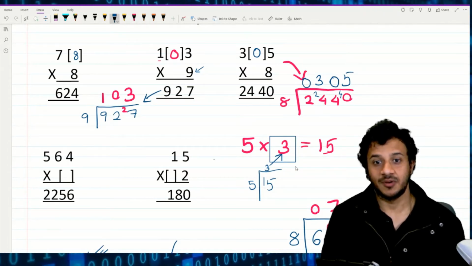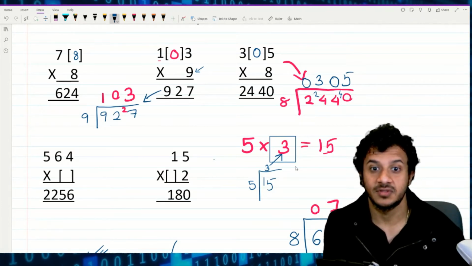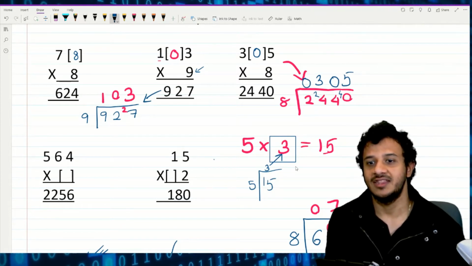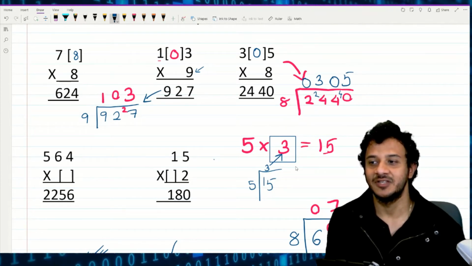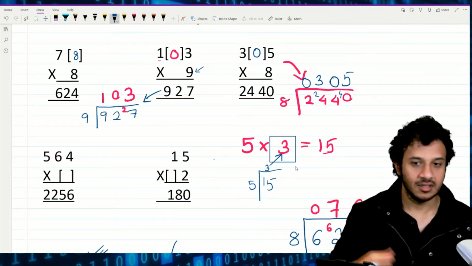But the problem again is answer divided by the first number. The first number is really huge, right? So then what should I do? That's why we know something called simplification.